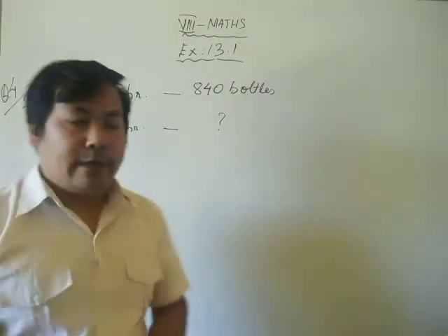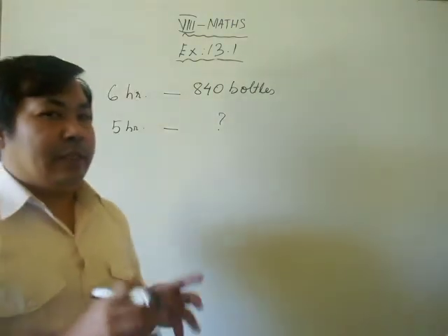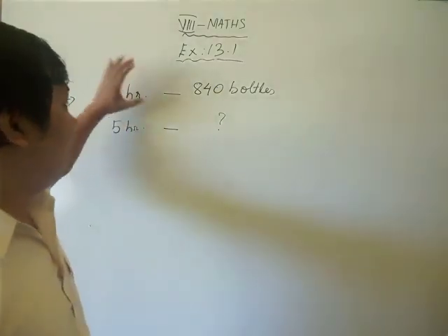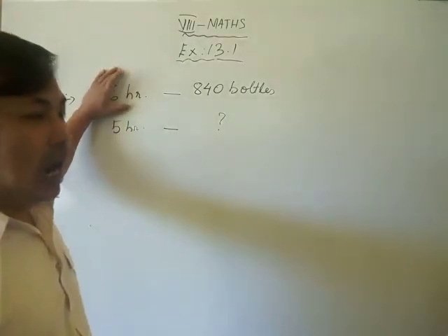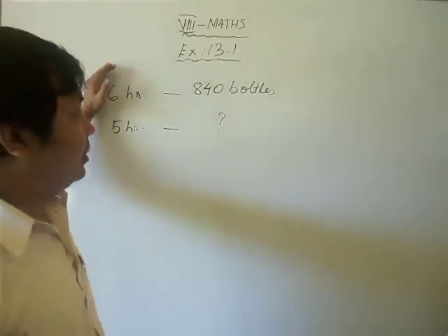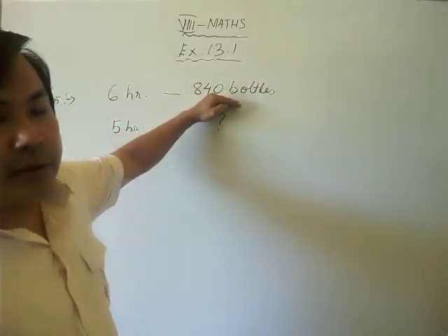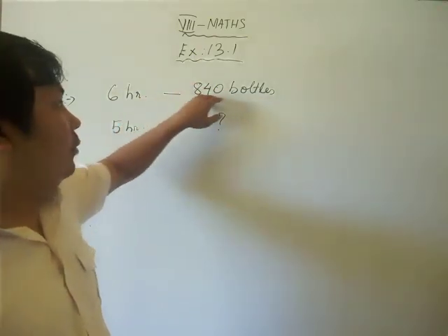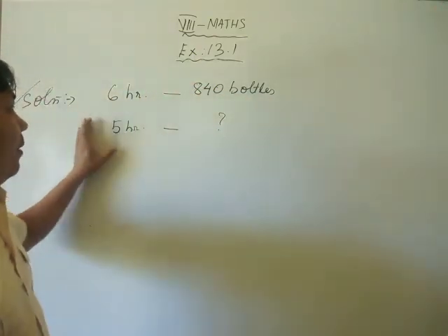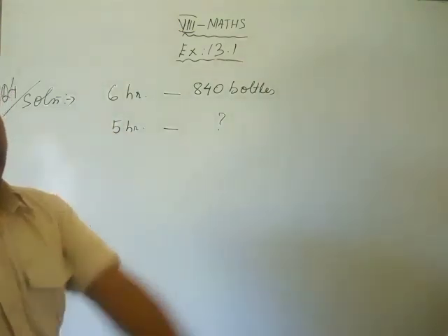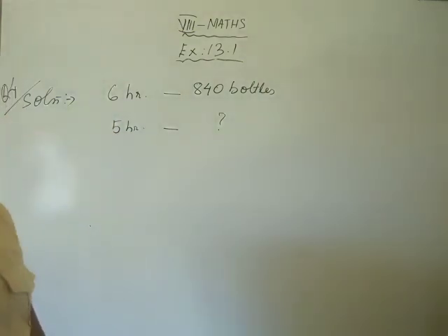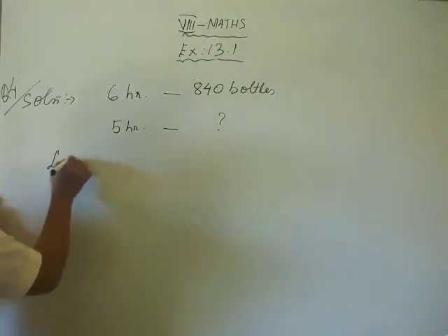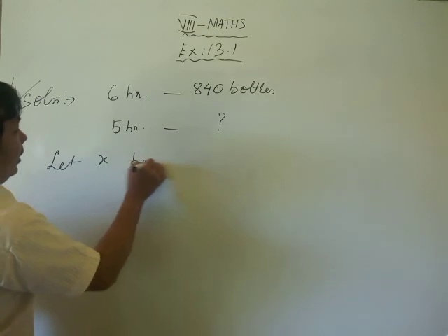Hello students, next we have question number 4. Question number 4 is saying that there is a machine in a factory. It is used to fill bottles. It said that in 6 hours the machine can fill 840 bottles. In 6 hours, 840 bottles can be filled by that machine. But in 5 hours, how many bottles? Very simple. We follow the same proportionality only.